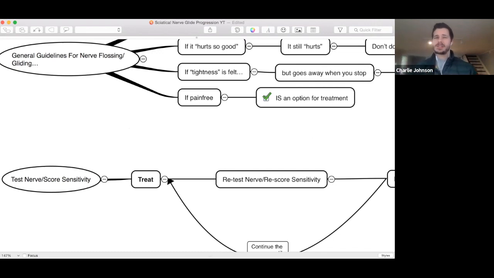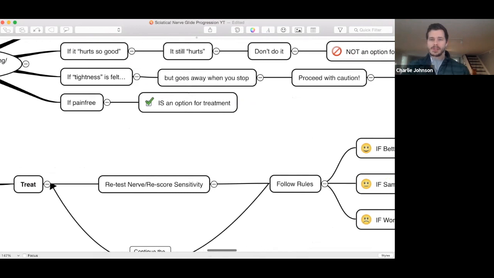This could be any exercise that you're doing right now, because you want to see, hey, am I wasting my time by doing this? Is it making things better? Is it making things the same, or is it making things worse, right? Do I need to move on, or should I stick with it? So you need to treat it. And then you need to have a process for going back and retesting and kind of rescoring to see, hey, again, same, better, worse, because you want to then follow rules.